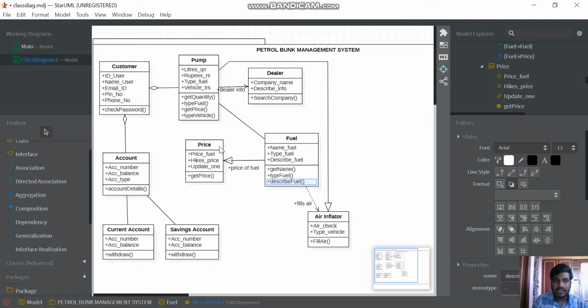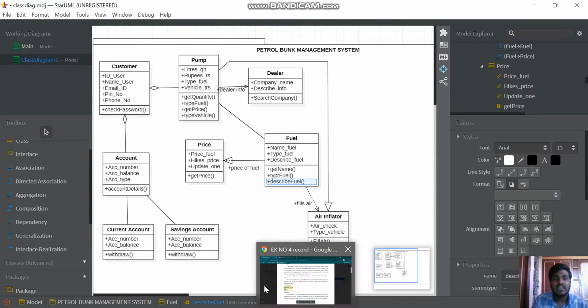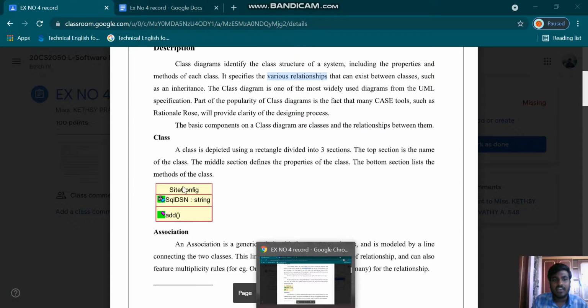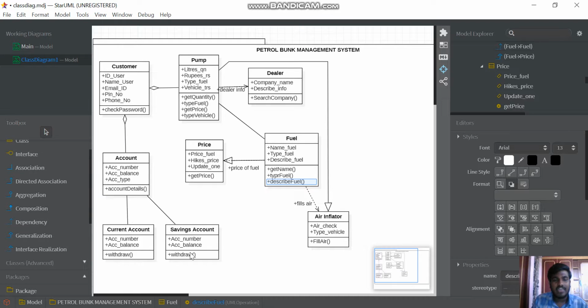So I have declared here an Account class with attributes such as account number, account balance, and account type. And the operation here is account details. There are two accounts given here: current account and savings account. We all know that an account has two types: current account and savings account.